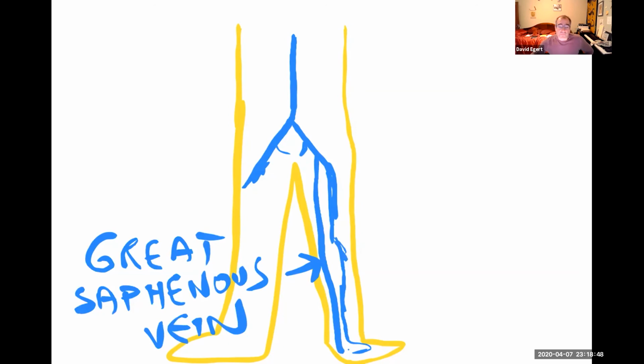So again, if Betsy blood drop is in your foot and she's trying to get back to the heart, she could just hop on the great saphenous vein and she'll be back up at the external iliac vein. She doesn't have to go up through the tibial and popliteal and femoral.